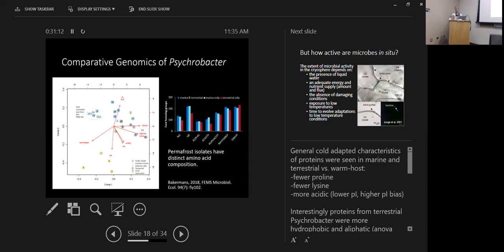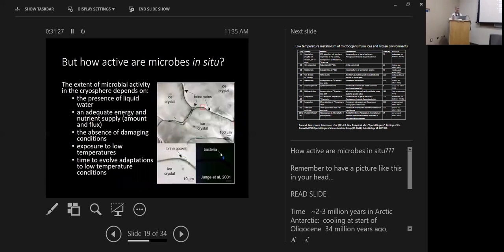Okay, so that's kind of the end of my pure culture work that I wanted to talk about. And all of this really gives us the confidence that these bacteria have the potential to be active at these low temperatures within the permafrost. Okay, so now we're going to switch a little bit to think about, yep.